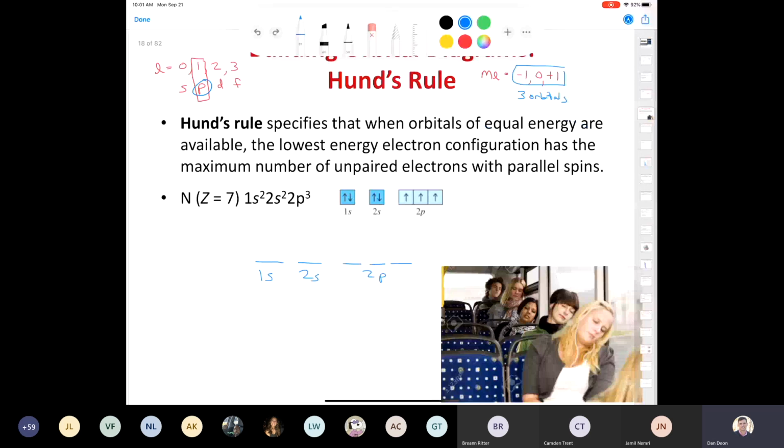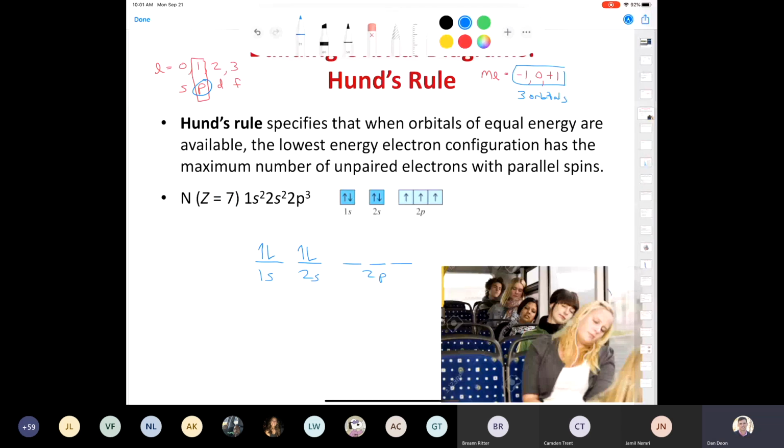Okay, so we have 7 electrons. I'm going to start with 1s because that's lowest energy. So I have 1, 2. Now I've got 7 electrons, and I've only used up 2 of them. So let's keep going. In my 2s orbital, which is my next lowest energy, I'm going to put 1, 2, just like that. So now I've accounted for 4. I've got 3 more electrons.